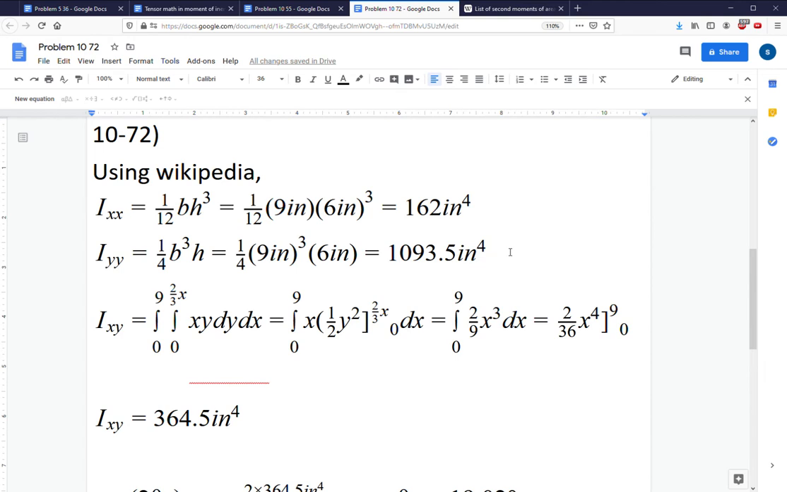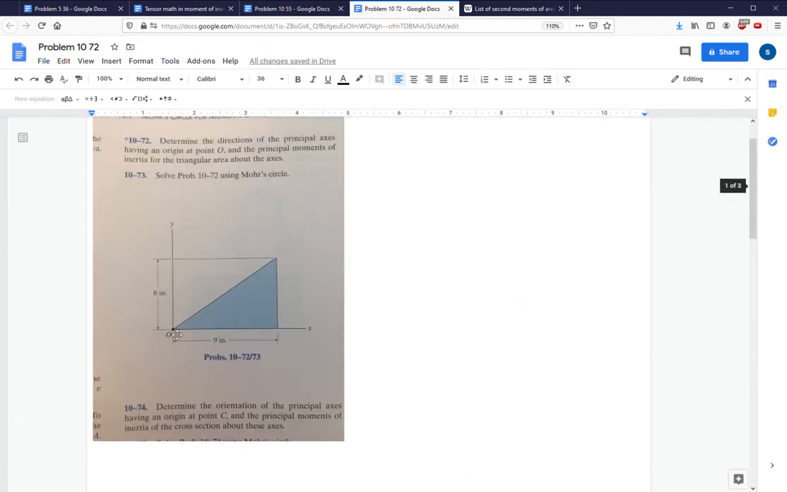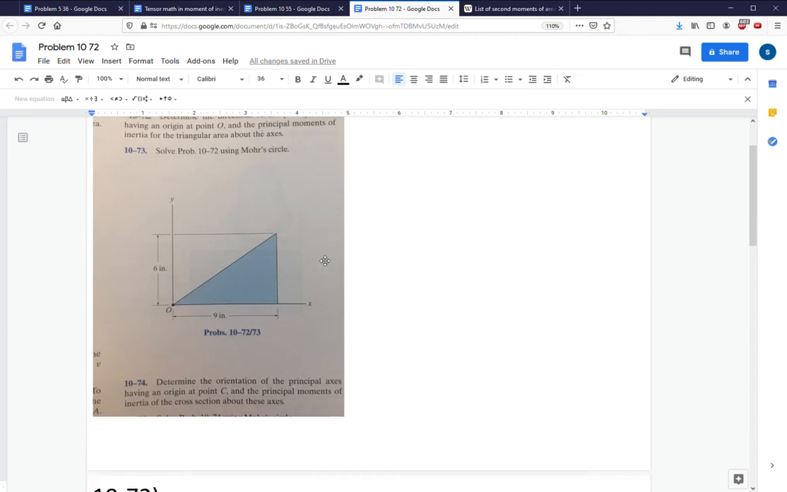Now, unfortunately, Wikipedia does not have this off-diagonal term for moment of area, so I'm going to have to calculate it myself. So the formula for moment of area is xy times dA, which I'm going to call xy dy dx. And I'm going to do this to say that I'm integrating y first. This line right here is y equals 2/3 of x, because it starts at 0, 0, ends at x equals 9 inches, y equals 6 inches. For every point on this line, y is 2/3 of x.